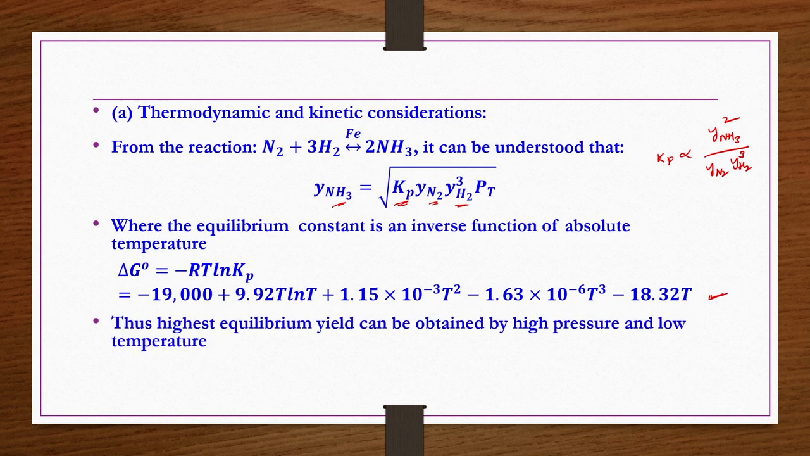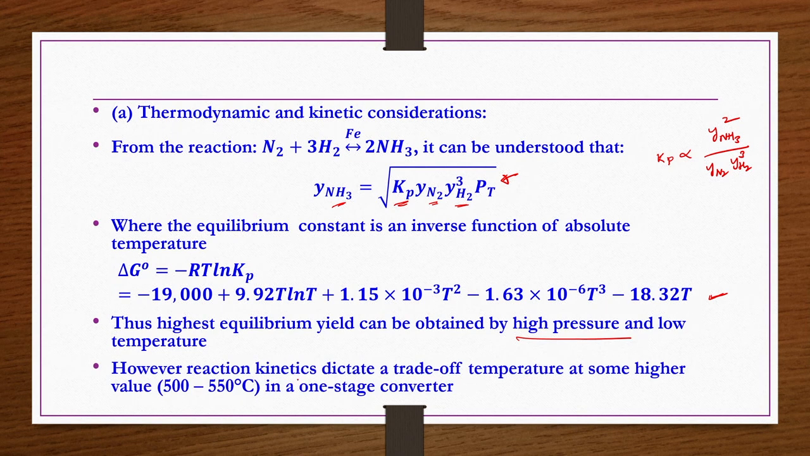So from here, we can understand that if you want higher YNH3 in the exit gas, then Pt has to be very high. Since Kp is inversely proportional to temperature, the temperature has to be low, okay? So high pressure and low temperature provide the highest possible equilibrium yield as per the equation we have seen here. However, reaction kinetics dictate a trade-off, and a higher temperature of 500 to 550 degrees centigrade in a one-stage converter is essential. 500 to 550 degrees centigrade is not a low temperature.